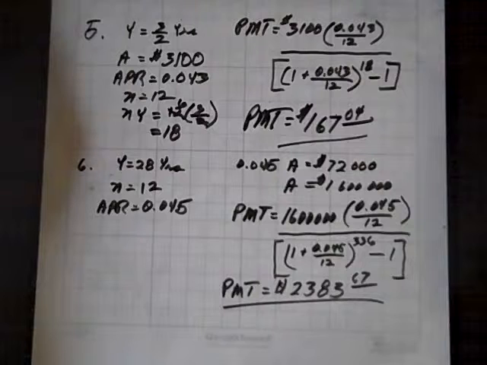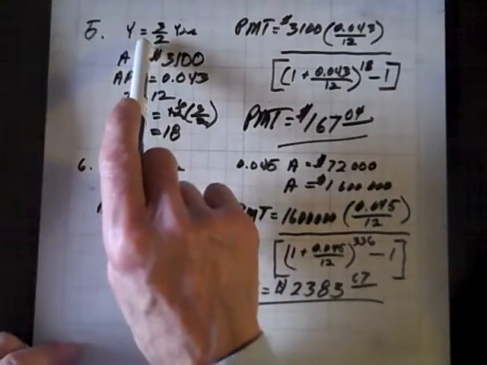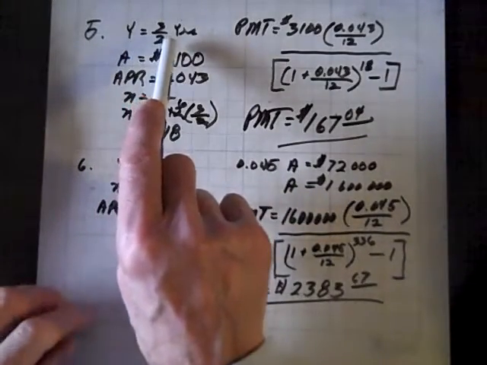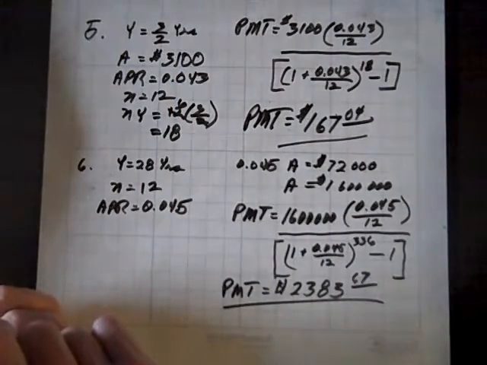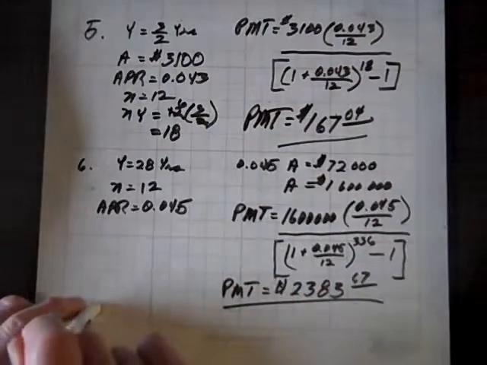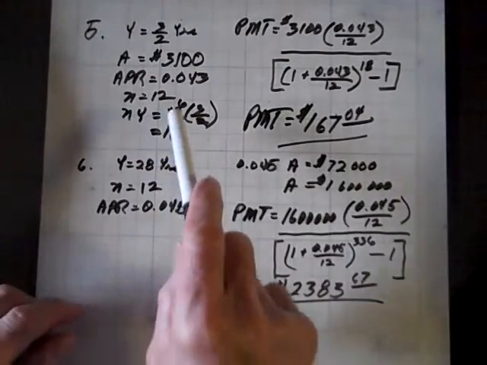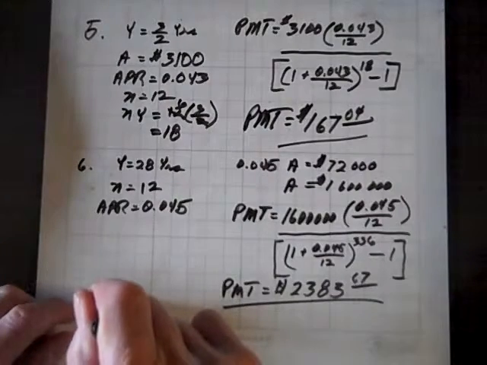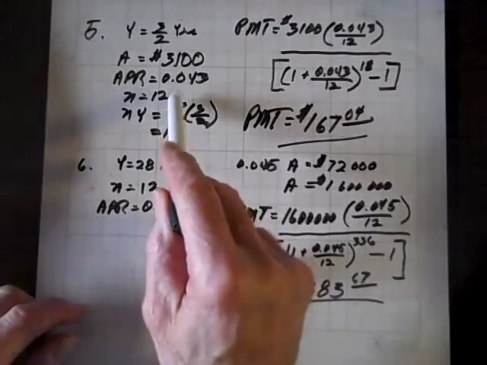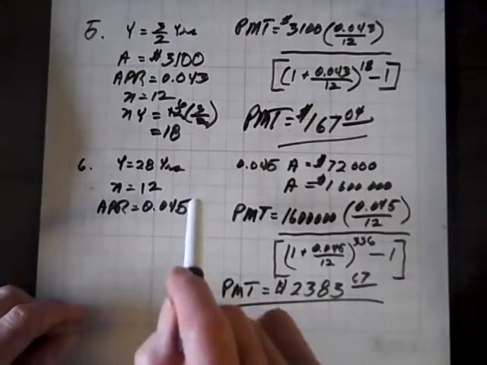Well, it's time for Unit 4C, Part 2. And for 5, we were told the time is 18 months, which translates into a year and a half or 3/2 years. The amount is $3,100. Our annual percentage rate is 4.3%. The number of years is 12. And the product of 12 and 3/2 in order to find the exponent is 18.